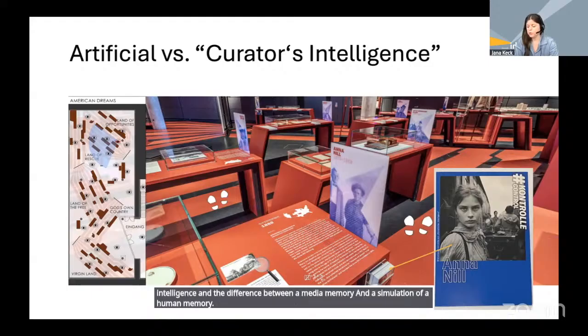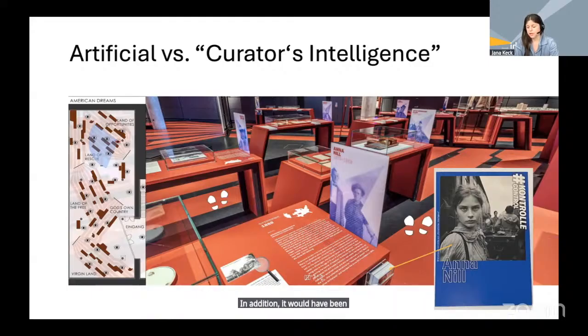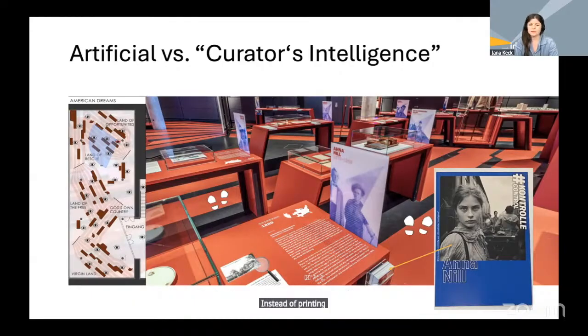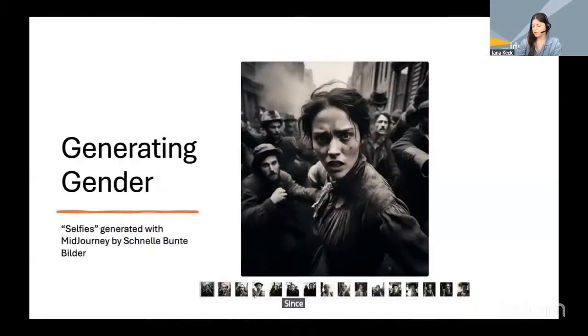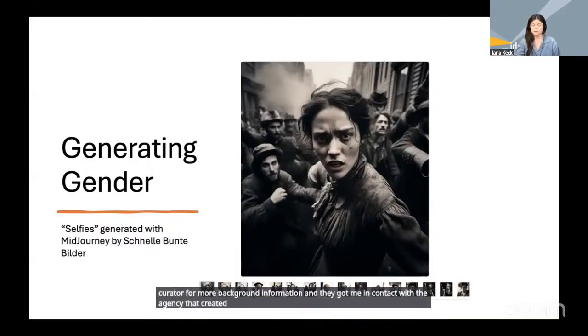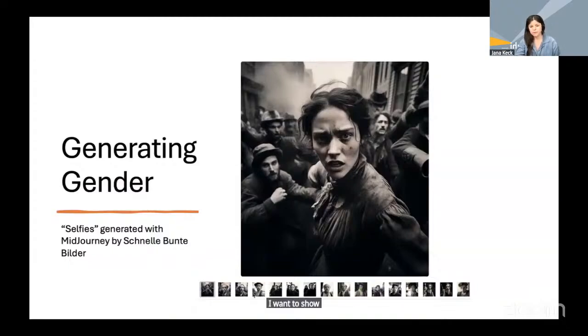In addition, it would have been helpful to name the specific AI tool in the exhibition and not only in the catalog, instead of printing the simple sentence "with the help of AI." Since none of this information was accessible in the museum, I asked the curator for more background information, and they got me in contact with the agency that created the content, and they gave me some material to start with. I want to show you now a short clip of some of the selfies.